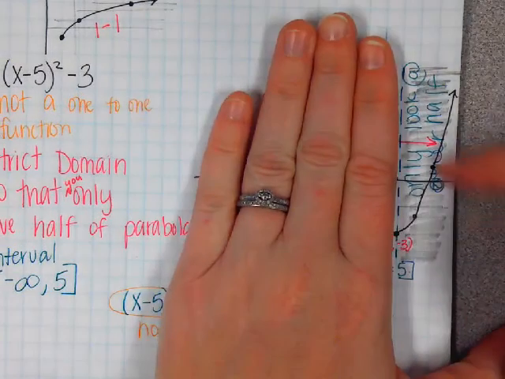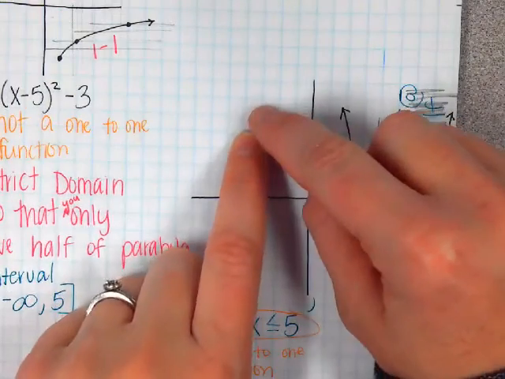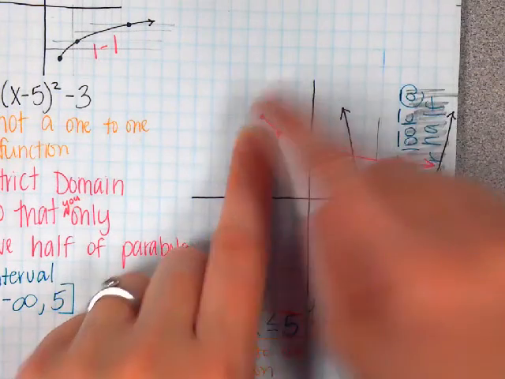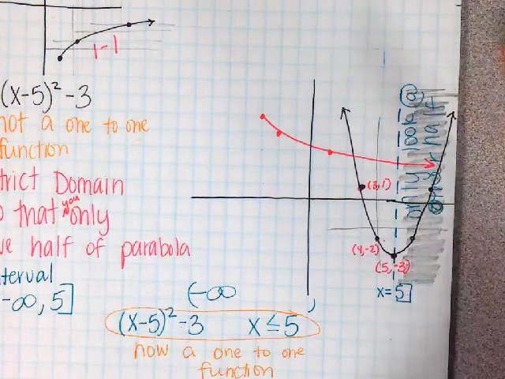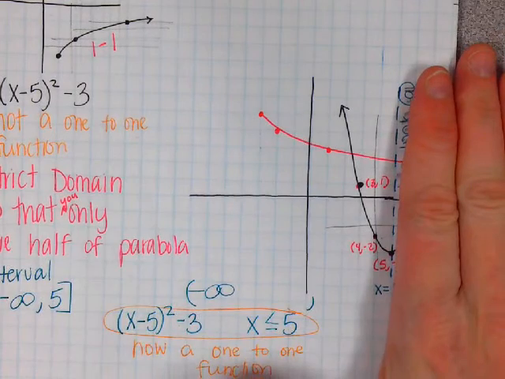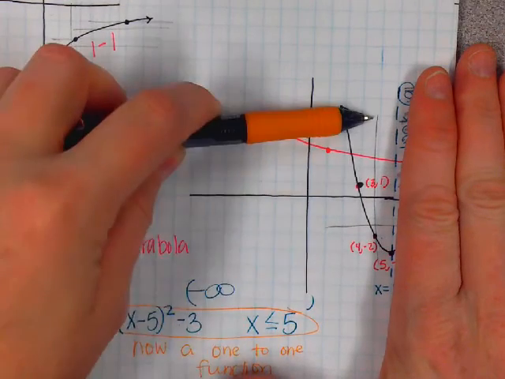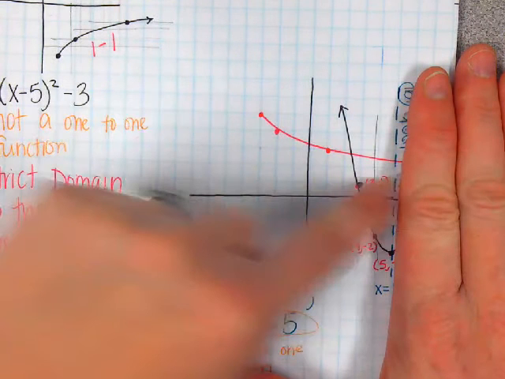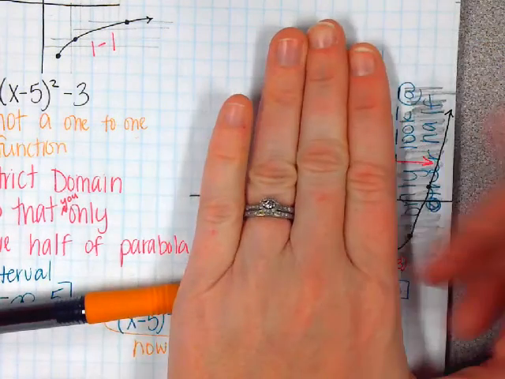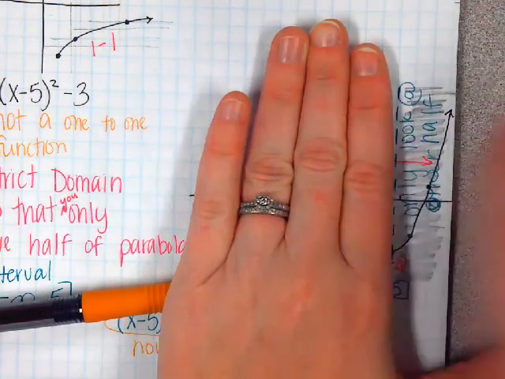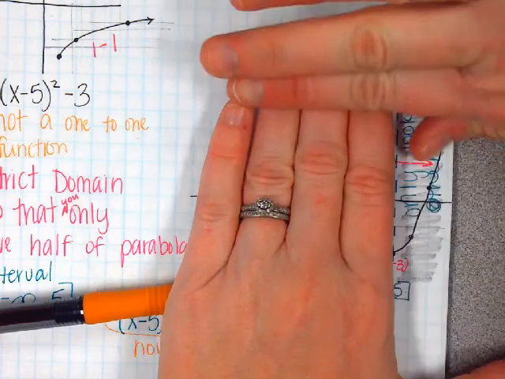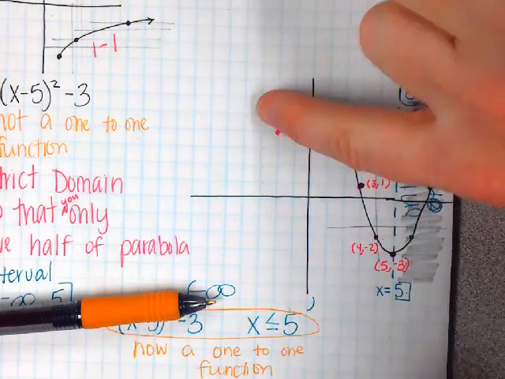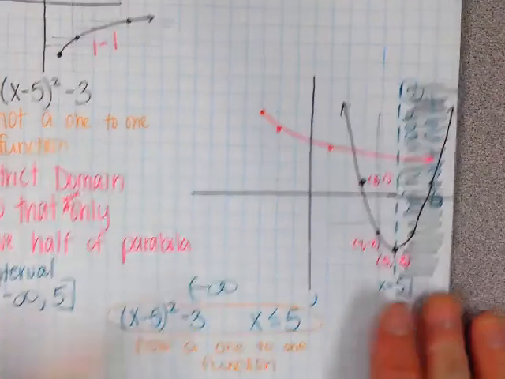Now if I would have said x is greater than 5, I would have been looking at this half over here, and then it would have been the top half of this over here. So you just have to pay attention to, if I restrict my domain so that it's only the left half, then whenever I reflect it, it would be the bottom half of the parabola. If I did it this way, whenever I reflect, it would then be the top half. So it would be this half up here.